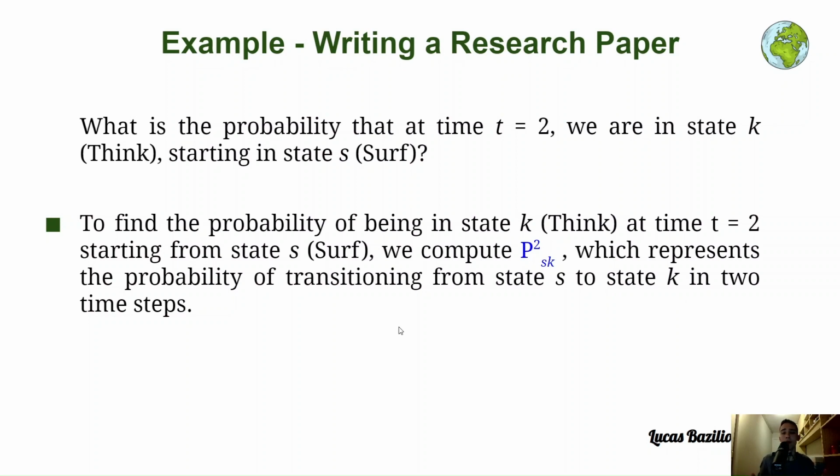Bear in mind that if at time 0 we are in the state S, of course we know the probability of being at the state K at time t equal to 1. This is the direct probability, the one that we have in the transition matrix. Nevertheless, this is not the probability that we are interested in. We want the probability of being at this state K at time t equal to 2. That is why we need to compute P squared.